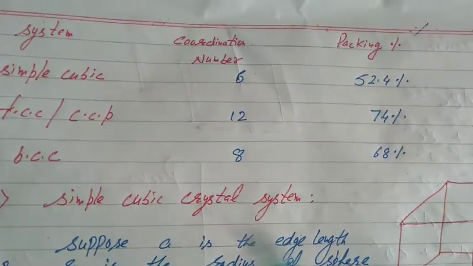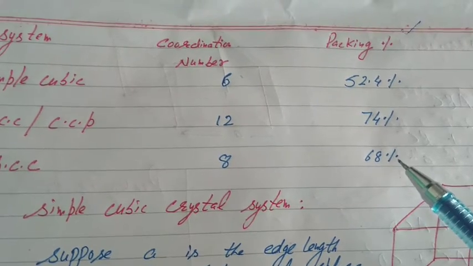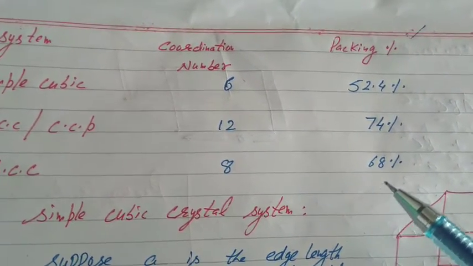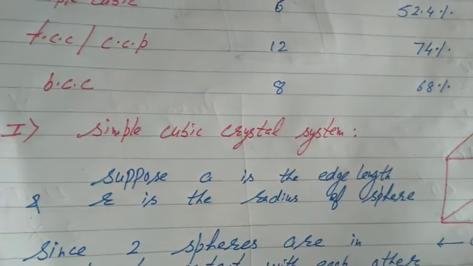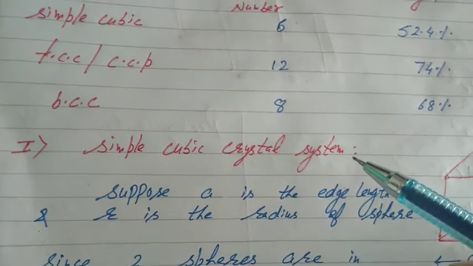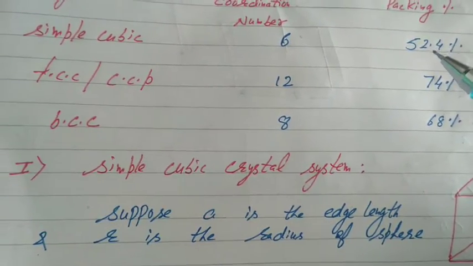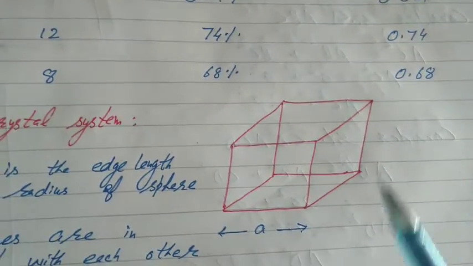In BCC, the packing percentage, the occupied space, is 68%, so vacant space is 100 minus 68, that is 32%. Now let's start. Number 1, simple cubic crystal system. We know the packing percentage for simple cubic crystal system is 52.4%. Now we will derive it. At first please mention simple cubic system.